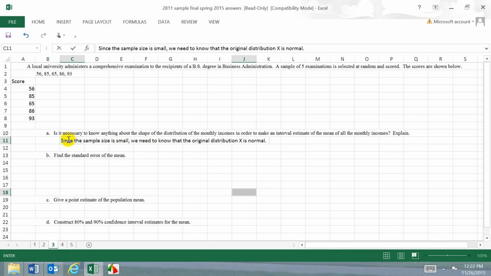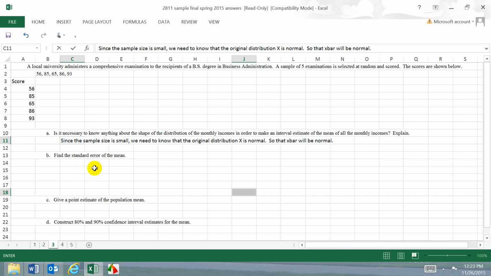Why? Because that's what we need so that x bar will be normal. In order to solve anything, a hypothesis test or a confidence interval about x bar, we need to know that x bar is normally distributed. So again, as we said before, if the sample size is small, then we need to know that x is normally distributed. If the sample size is large, then we don't need to know that x is normally distributed.